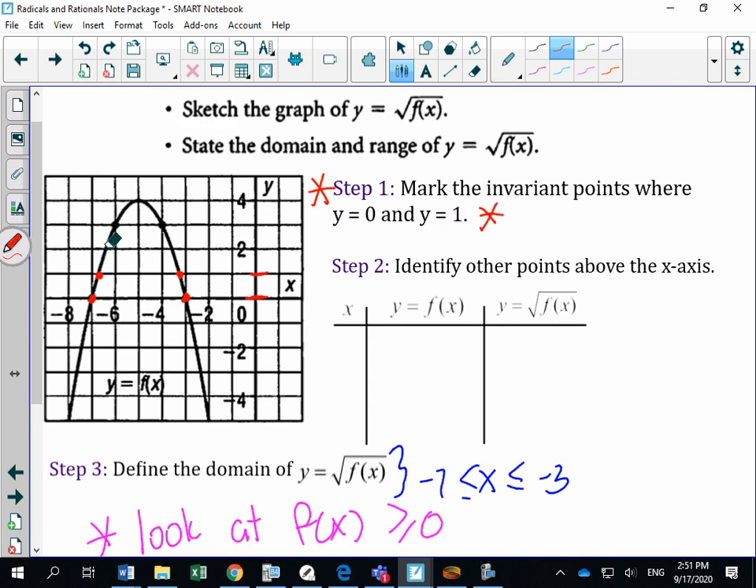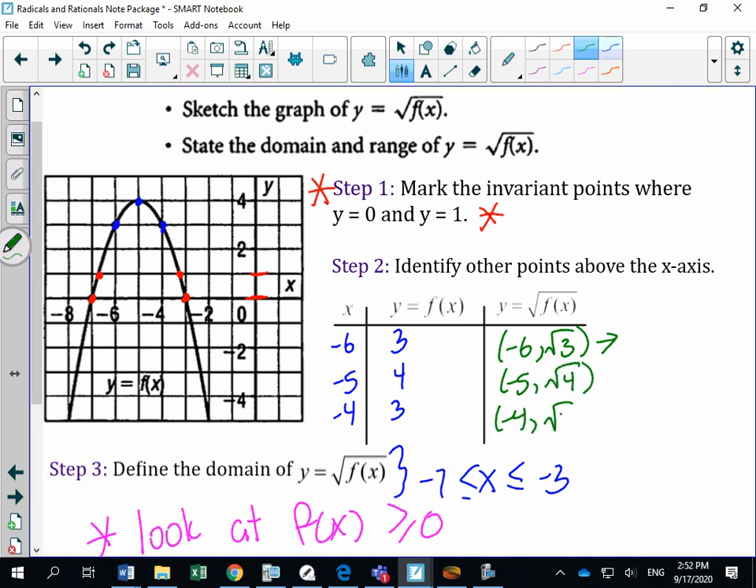Okay, now we need other points on our original graph. So let's take this point at -6, 3. Let's take this point at -5, what would that be? 4. And let's take this point at -4, 3. The new transformed point, the x values stay the same, and you take the square root of the y values. So the x value stays the same, square root. X value stays the same, and square root that y value.